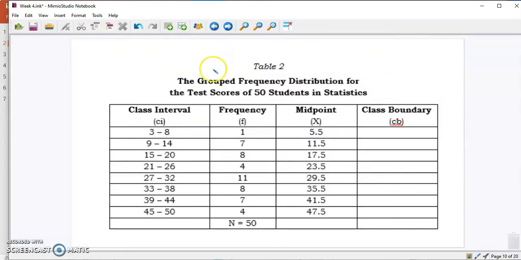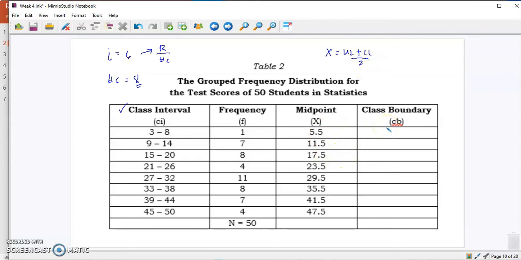But we're not yet finished. For us to be able to create the grouped frequency distribution, what do we need? We need a class interval. We know how to get that. We know that the class width is 6. We acquired that by getting the range divided by the number of classes. The number of classes, we decided, would be 8. The midpoint, on the other hand, is the average of the upper limit plus the lower limit, so we divide by 2.